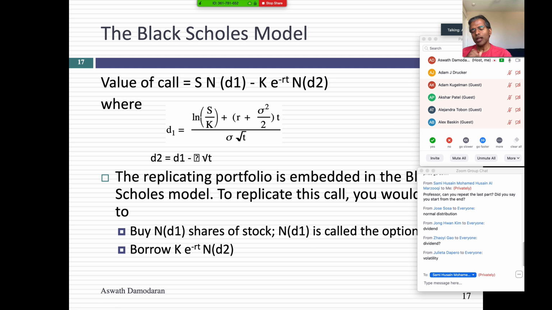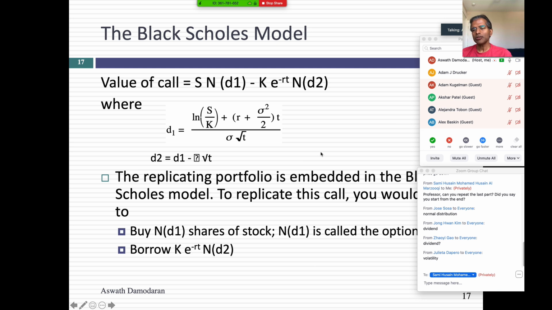Very simply put, N of d1 and N of d2 are like probabilities. In fact, N of d2 has a very specific meaning. It's the risk-neutral probability that your option will be in the money. Let me repeat that again. Remember, S is the value of the stock today, K is the strike price. N of d2 measures in a risk-neutral way the probability that S will be greater than K. For the moment, just file that away. We'll come back and draw on that when we use real options. So N of d1 and N of d2 are probabilities.